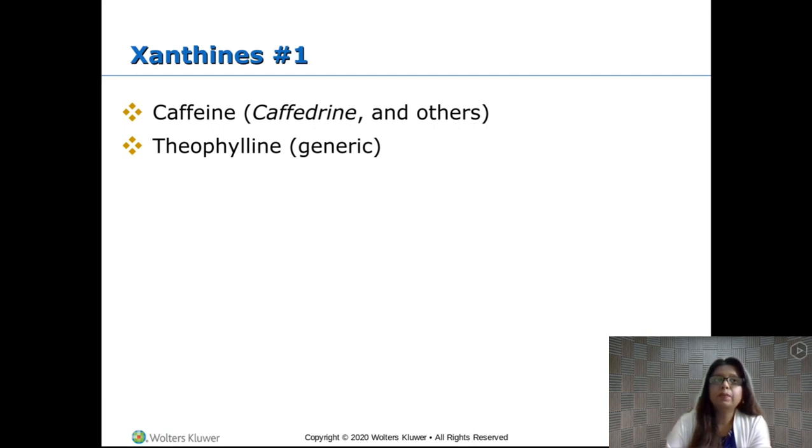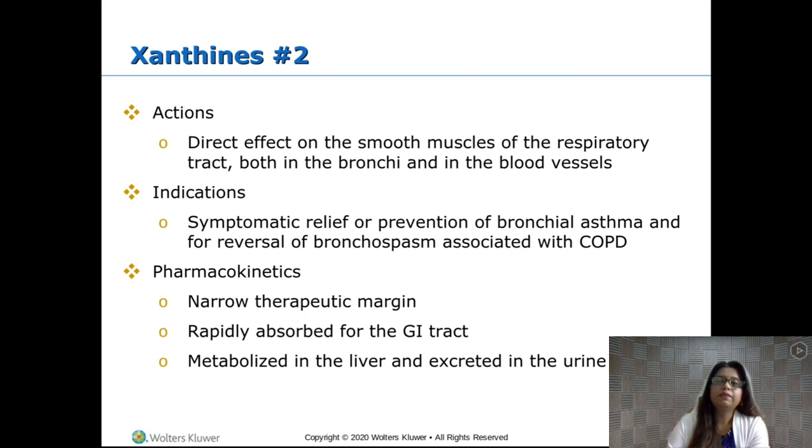There are times when we give them in a drip form, like IV drip form, right? Okay, so methylxanthines have a direct effect on smooth muscles of the respiratory tract, both in bronchi and blood vessels. Indications include relief or prevention of bronchial asthma or reversal of bronchial spasm associated with COPD. Pharmacokinetics: narrow therapeutic margin, rapidly absorbed from the GI tract, and metabolized in the liver and excreted. All medications are metabolized in the liver and excreted in the urine.